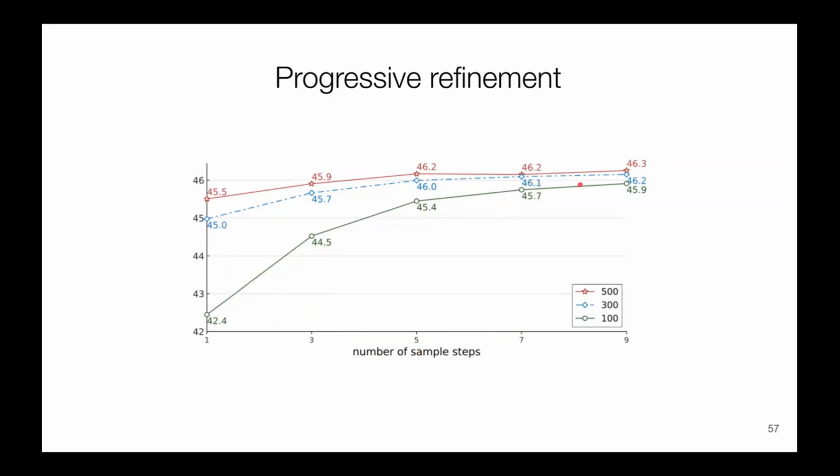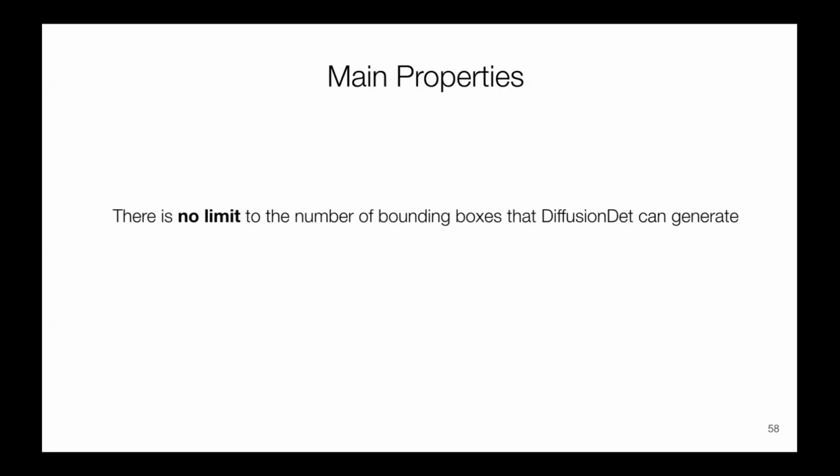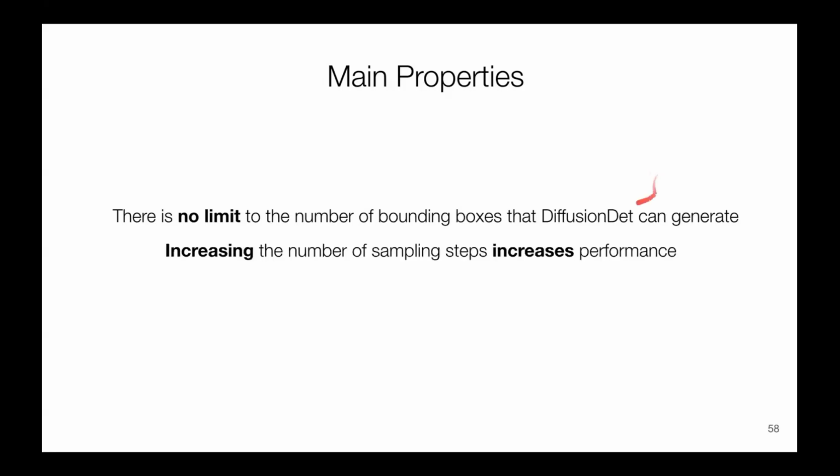However, the other object detection models, such as Sparse R-CNN and DETR, don't have these refinement properties, so they don't use the detection decoder multiple times. So this is how DiffusionDet can improve its performance by iterating the sampling steps. So we can conclude that for DiffusionDet, there is no limit to the number of generated bounding boxes, and it can increase performance by iterating the sampling steps.